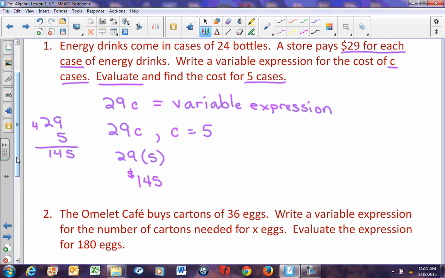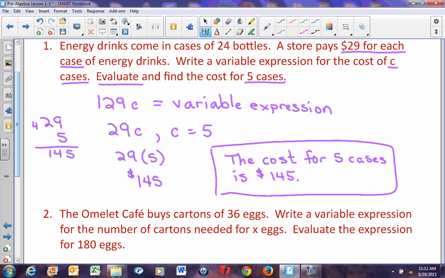And it's dollars. It's a word problem, so we have to answer the final part of it in a complete sentence. Cost for 5 cases is $145. All word problems must be written in a complete sentence, and they have to have all the proper symbols. So, our 2 answers are 29C, which is my variable expression, and then evaluating it for C equals 5.